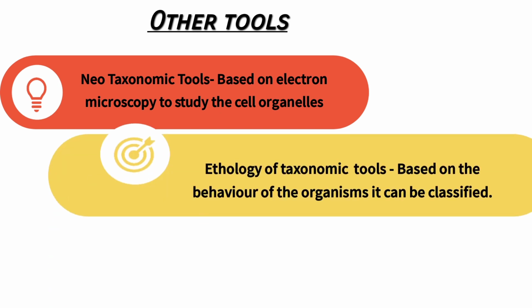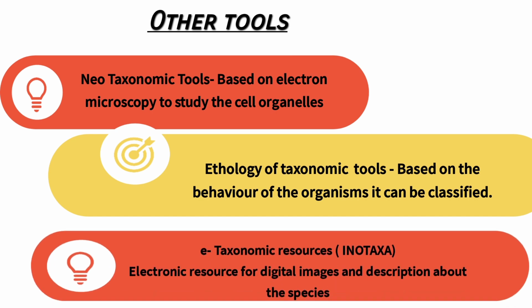And next one is ethology of taxonomic tools. It is based on the behavior of the organism. So whether an organism has a bioluminescence, you know what is a bioluminescence? It can emit light. So with the help of that behavior, okay, if some birds produce different sounds, with the help of the sounds they will find out, or with the help of this bioluminescence they will find out. So based on this behavior, if they are finding out, that is called as the ethology of taxonomic tools, right?